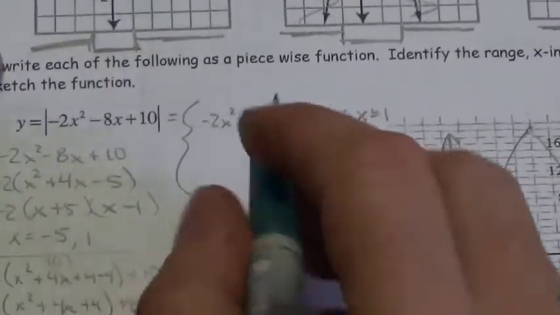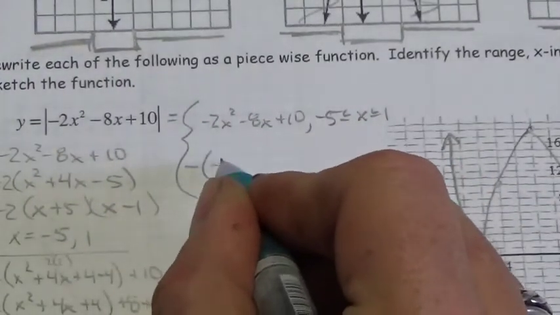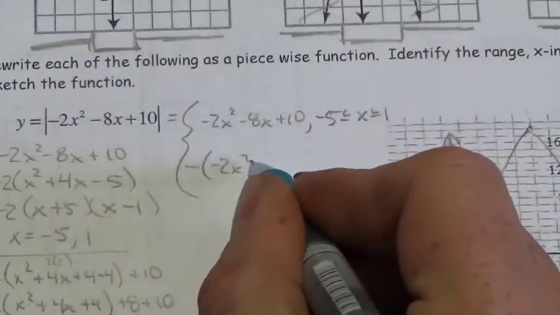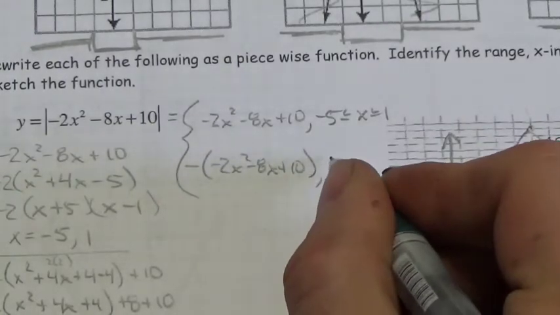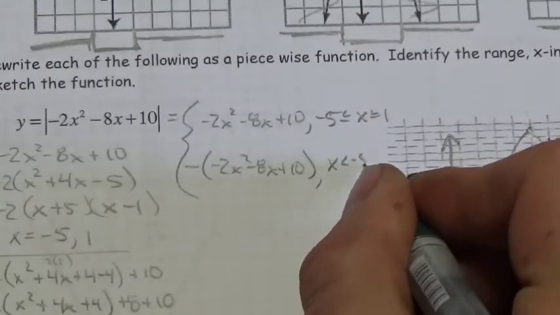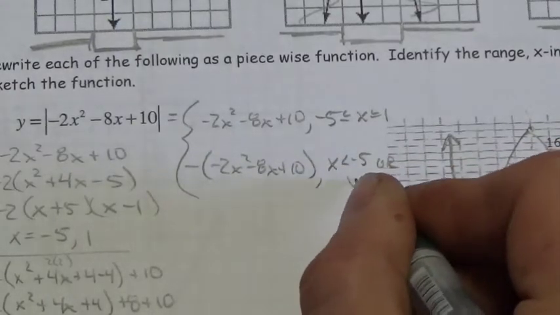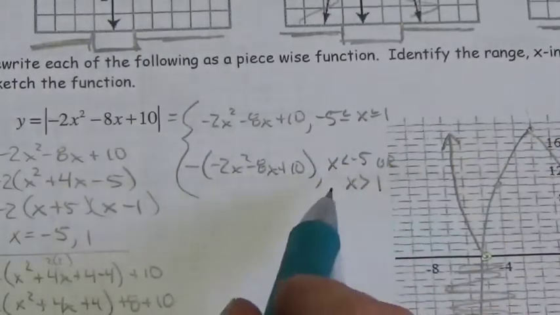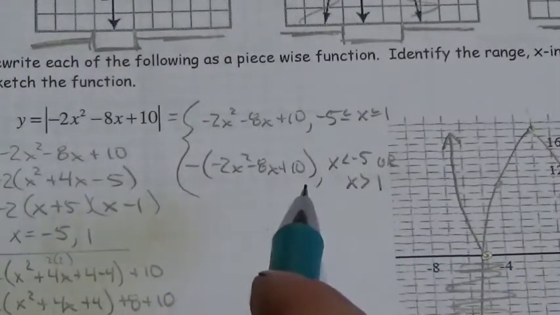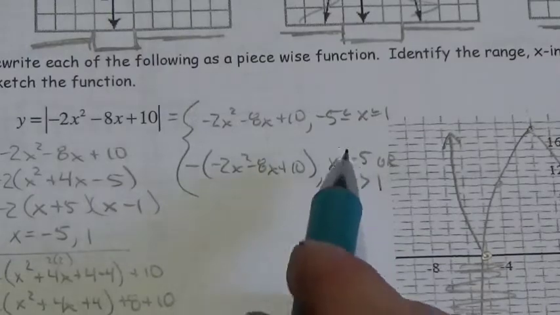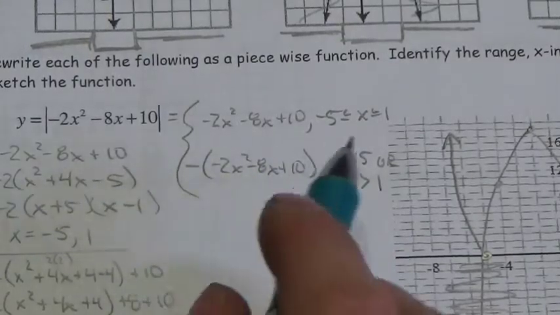My second line here is the part that does change, and I'm going to put a negative in there. And that's going to occur when x is less than -5 or x is greater than 1. Now, unfortunately, I would like to write that out in a straight line there, but I don't have enough room for that. So those are the two intervals that together form the parts that change.